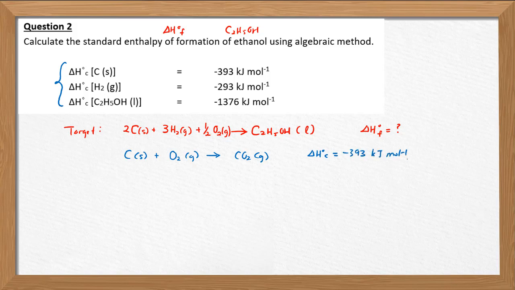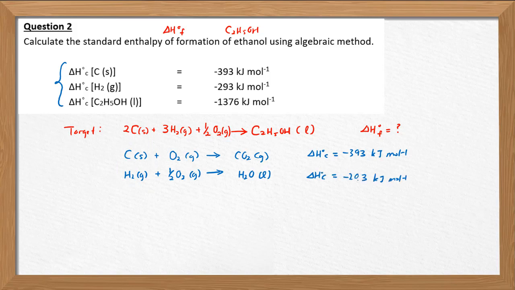So the second one, the enthalpy of combustion for H2. When 1 mole of hydrogen is combusted in oxygen, it produces H2O liquid. Because you only have hydrogen and oxygen, you are producing H2O. So balance your equation, you get half a mole of O2. Make sure you keep H2O as your target 1 mole. So we write the enthalpy, negative 293 kilojoule per mole.